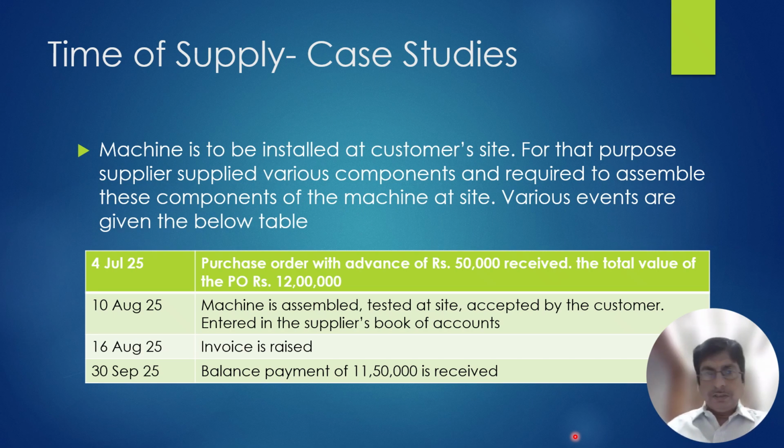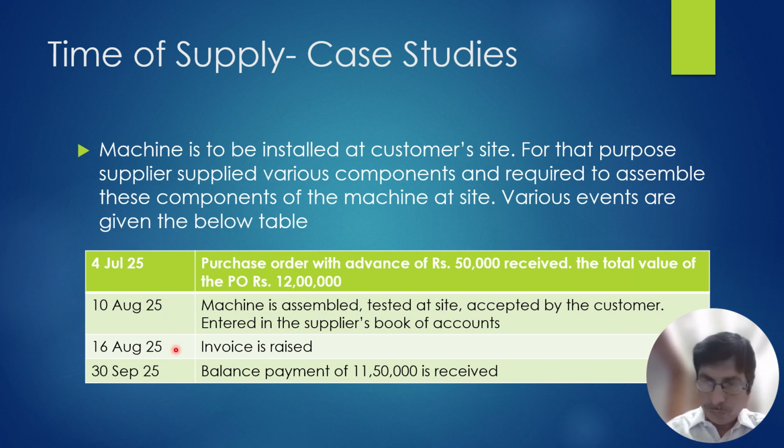So according to section 31, when there is no movement of goods, see, the machine is assembled at the customer site, there is no movement of goods. In such a case, when the work is completed and accepted by the customer, that is the due date for raising the invoice according to section 31 of the CGST Act, which is 10th August. And according to section 12, time of supply for goods is the due date for raising the invoice or the actual date of raising the invoice, whichever is earlier.